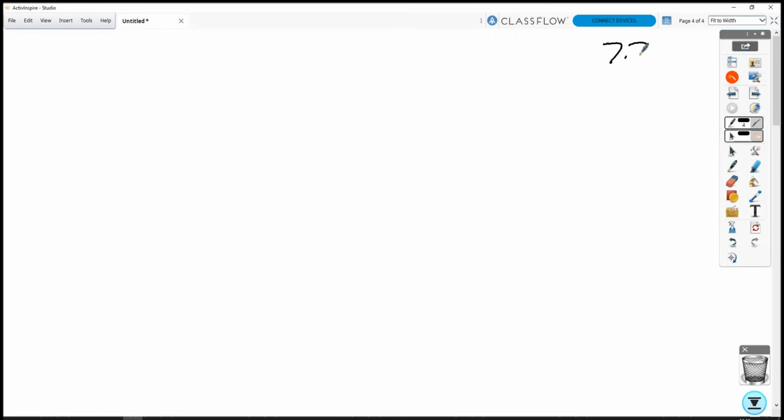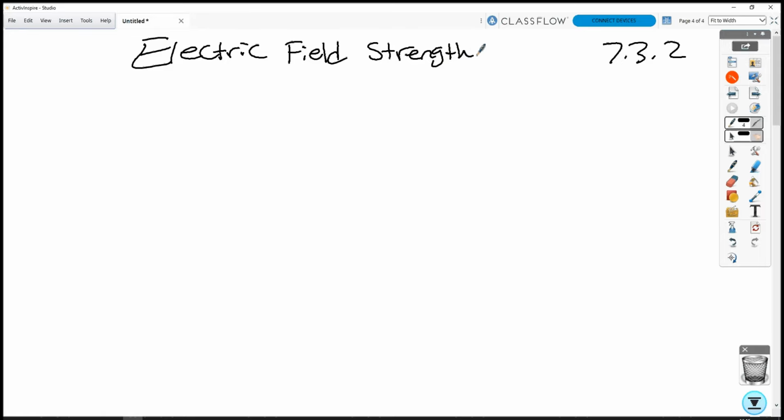So this is 7.3.2 electric field strength. It is just like gravitational field strength. So, gravitational field strength, let's remind ourselves what the definition of that is: force acting per unit mass in that field, or at that point in the field.